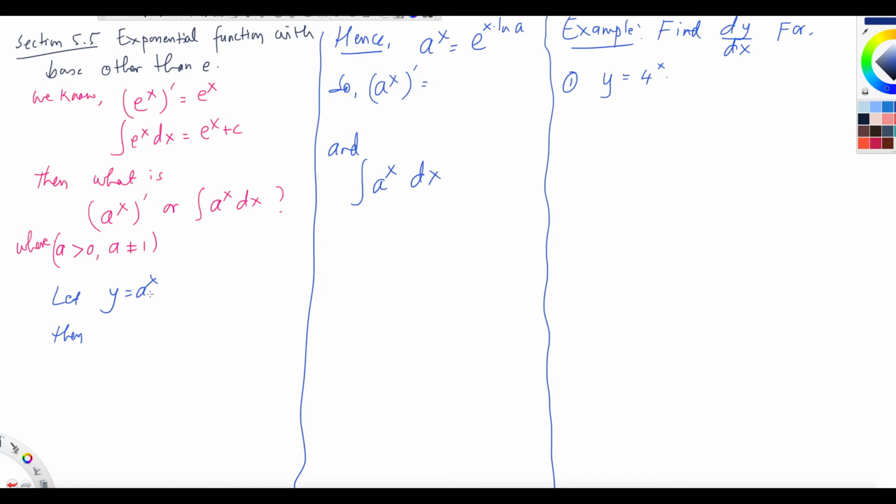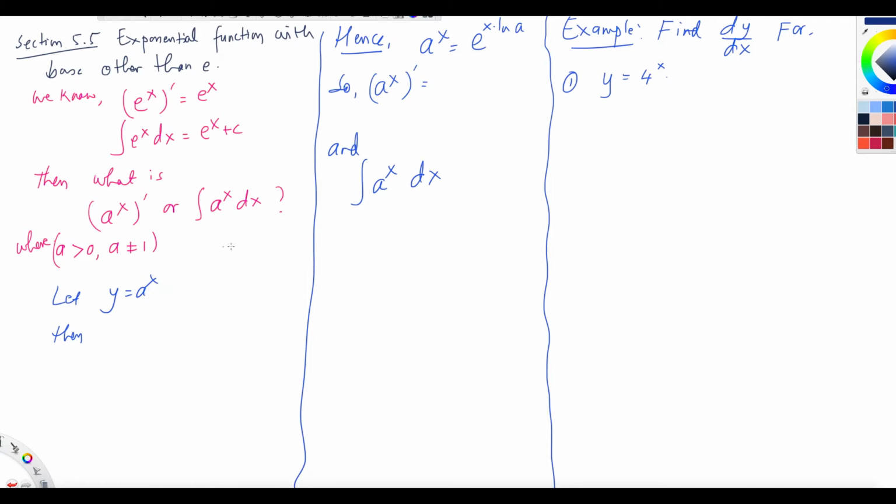Now, how do I find the derivative of this, and how do I find the antiderivative of this? To find the derivative, we want to change this function into base e. How do I do that? Let us do that.